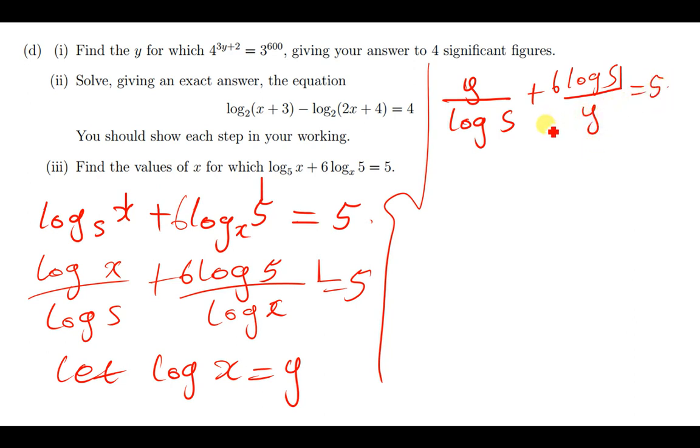So here now we can find the common denominator. Let us find the common denominator in short. When we find the common denominator, there we have y log 5, then log 5 into log y log 5, it's y times y, that will be y squared, plus here we're going to have 6 log 5 squared.